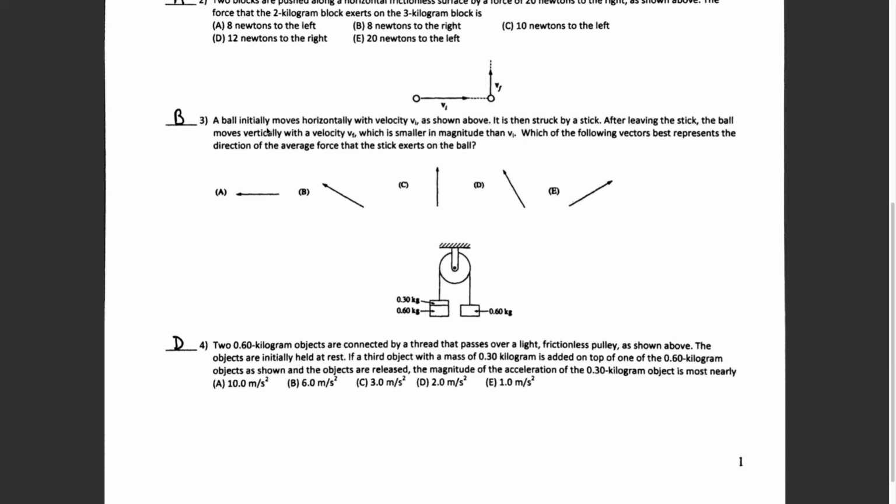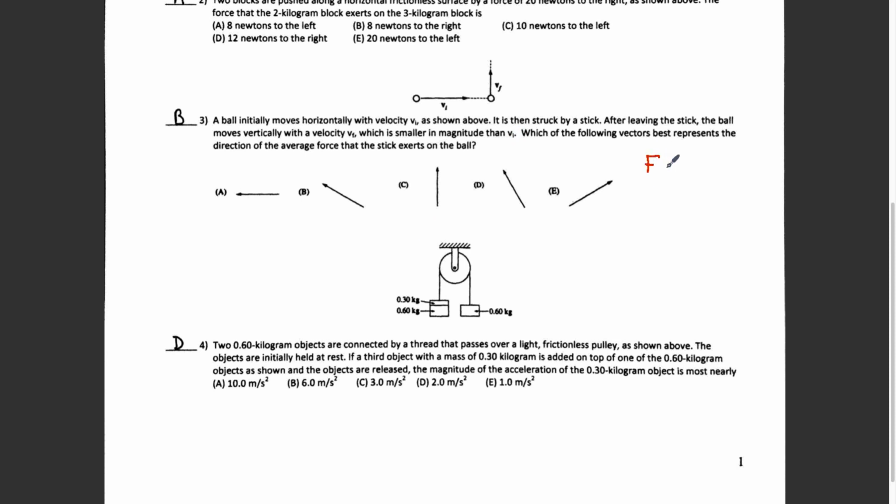Question number 3 on packet number 2 shows a ball that's initially moving to the right, and they tell us that it's moving with the initial velocity vi as shown. It's then struck by a stick, and after leaving the stick, the ball moves vertically with velocity vf, which is smaller in magnitude than vi. So which of the following vectors best represents the direction of the average force that the stick exerts on the ball?